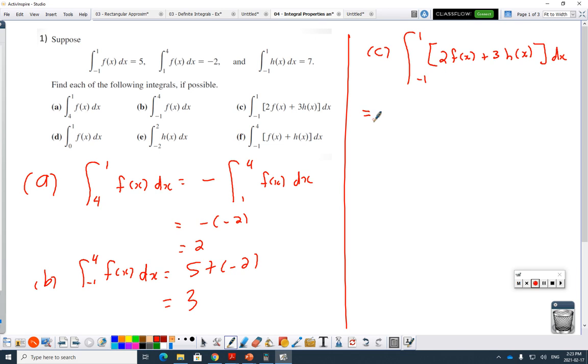Sorry, I'm going to break some technology here. Okay, any ideas here? What a mess. They want the integral from -1 to 1 of 2f of x plus 3h of x. How can I possibly deal with all of that?